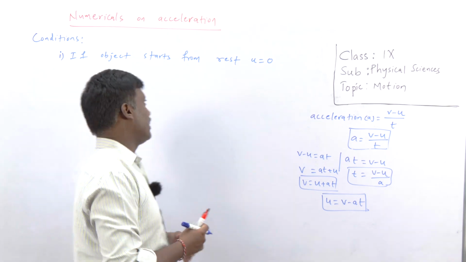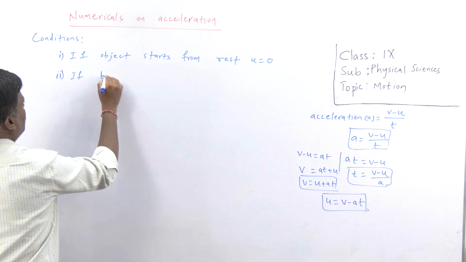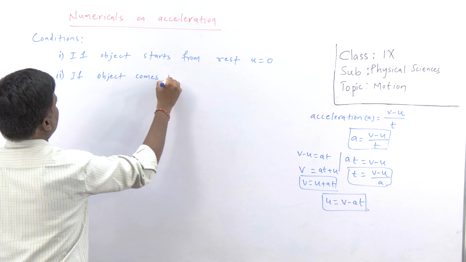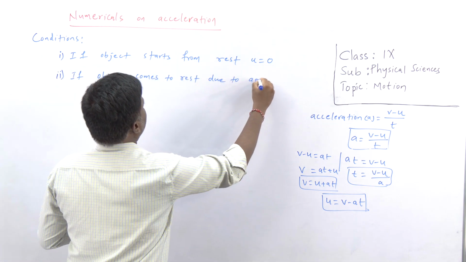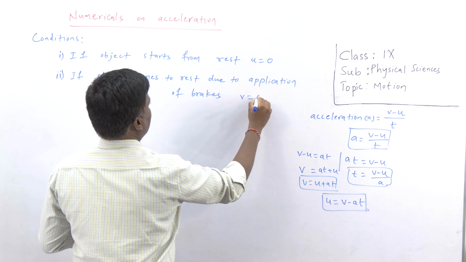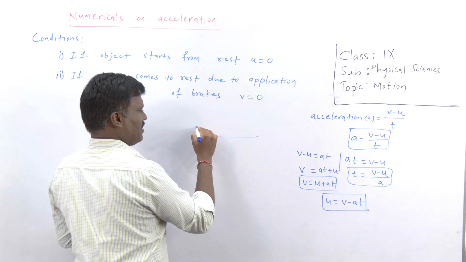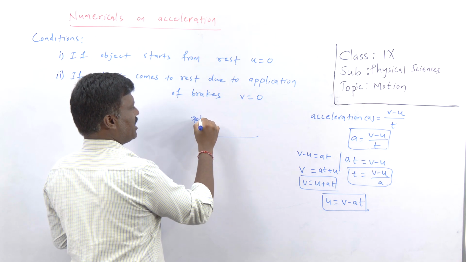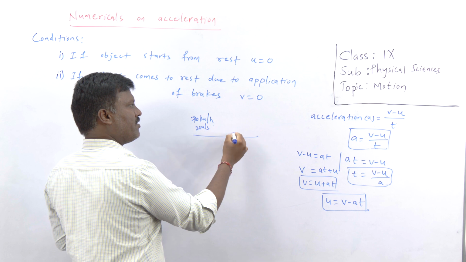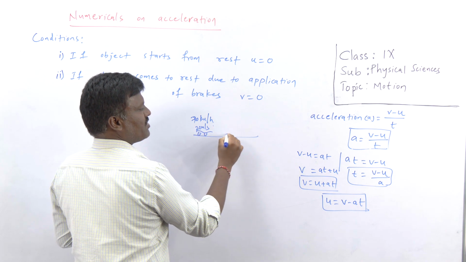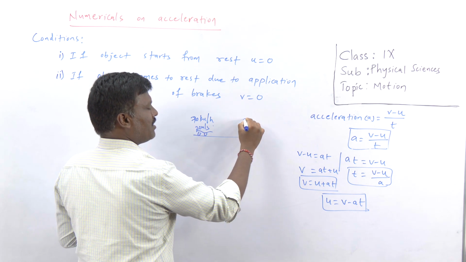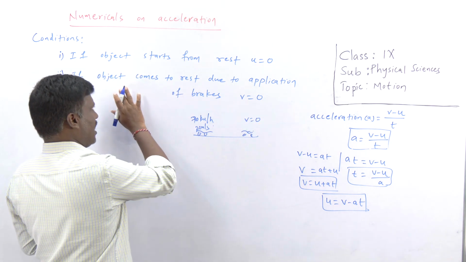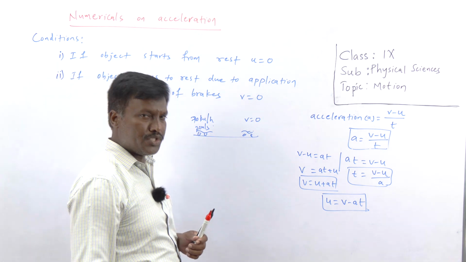Initial velocity is 0. Next, second condition: if brakes are applied and the object comes to rest due to the application of brakes, then the final velocity will be 0. It has a certain velocity, 20 meters per second or 70 kilometers per hour, at which it is moving. But after traveling a certain distance, brakes are applied. Then what happens? The velocity completely becomes zero. Then what is the final velocity? Zero. When brakes are applied and our object comes to rest, the final velocity is zero.